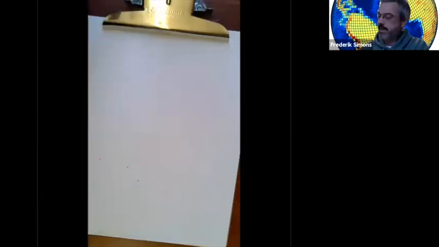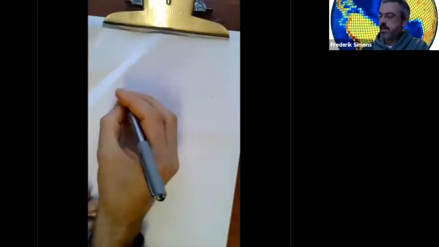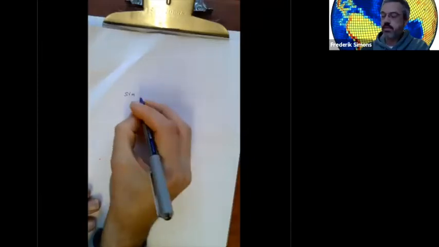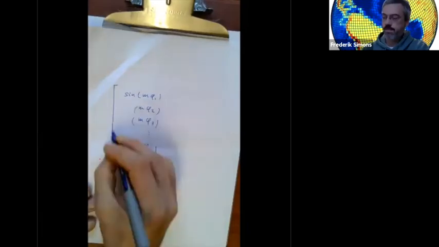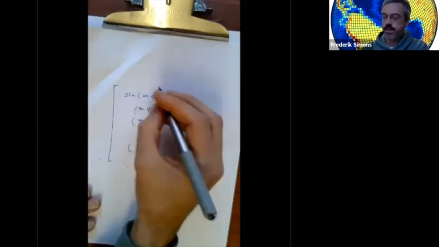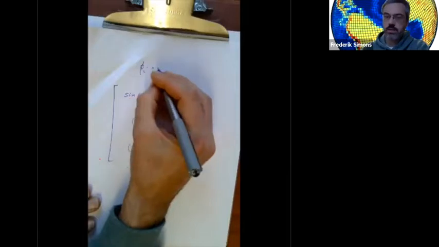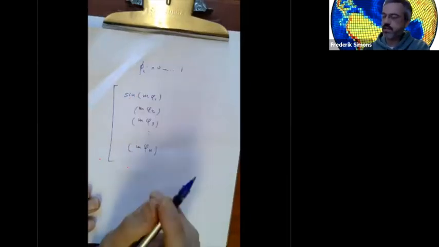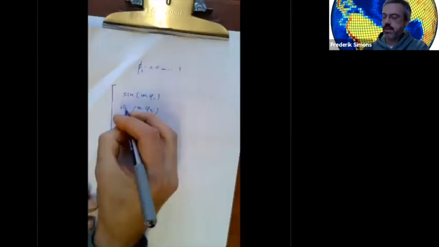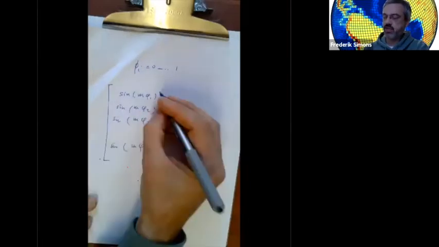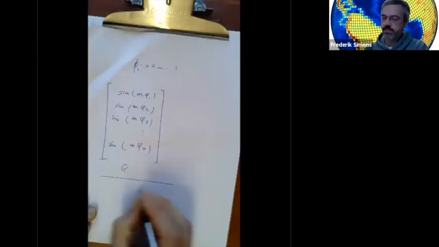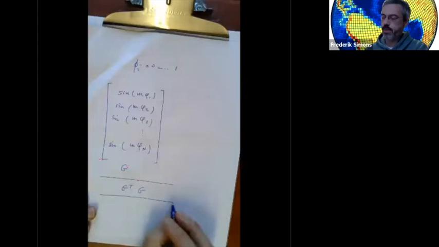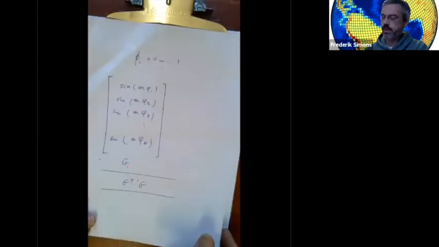Let me write it out. I didn't want to belabor it, but now I will. So here is sine m phi for whatever m, and I have a million such points. Let's say phi goes from 0 to 1. I'm writing it as ugly as I can. Okay, that's a column of my G. So now my question is, if I do G transpose G, what am I really doing?